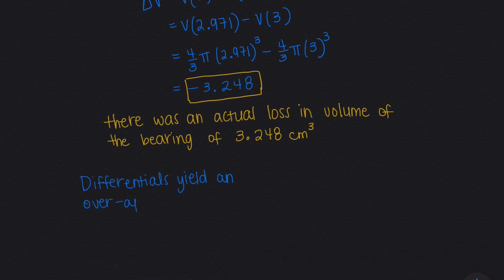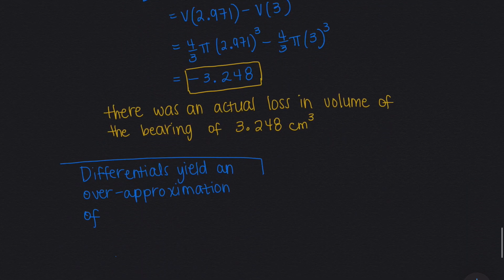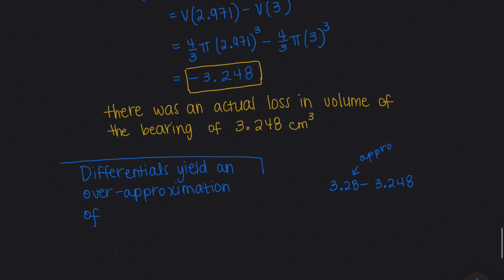So we could say that the differentials in this case yield an over approximation of, and to figure this number out, we would just have to subtract, right? So we have 3.28 minus 3.248, so our approximation minus our actual value. We put that in the calculator and that gives us 0.032. The units here would also be cubic centimeters.